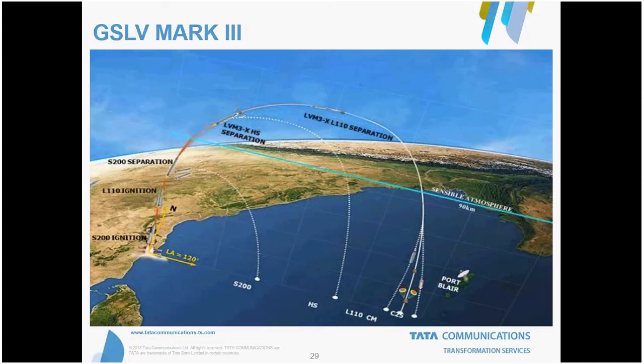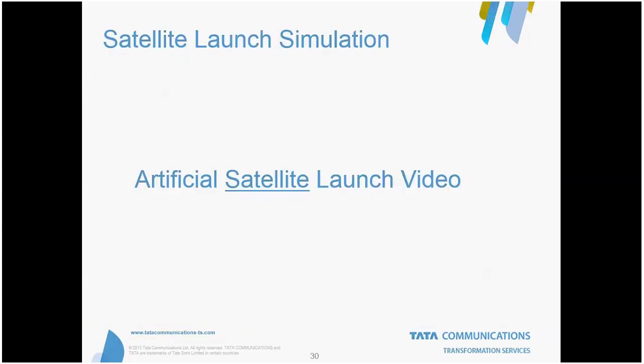So as you can see in the picture, up to LVM3 is separation. It is where the third stage ends, and from LVM3 XL110, the crew model is separated and it is brought down using a parachute. Now we are going to see a video on the satellites.